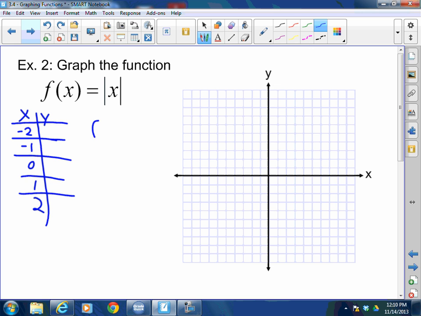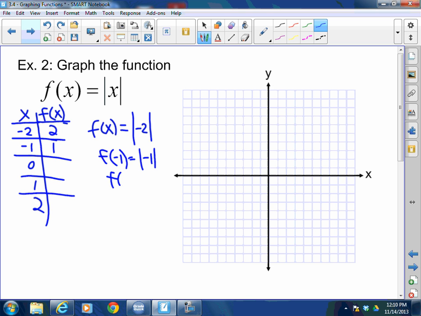Okay, what is f of x? And actually, I shouldn't call that y, because they have it as f of x. Remember, f of x and y are the same thing. It's a fancy way of saying it. So f of x is going to equal the absolute value of -2. What's the absolute value of -2? 2, yeah. When x is -1, what's the absolute value of -1? Great. When x is 0, what's the absolute value of 0? Excellent. When x is 1, what's the absolute value of 1? When x is 2, what's the absolute value of 2?